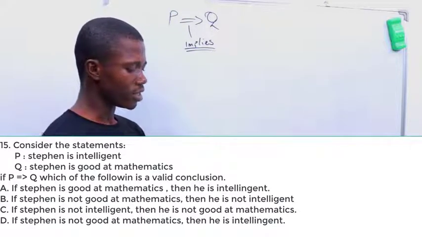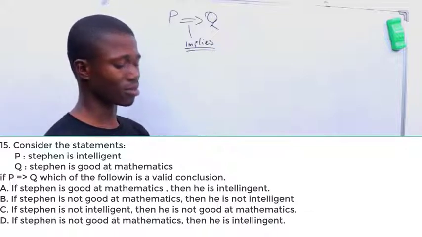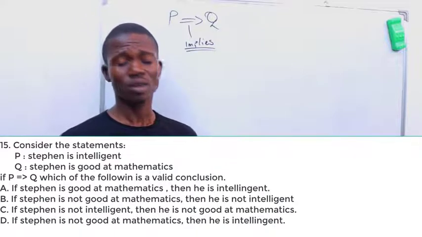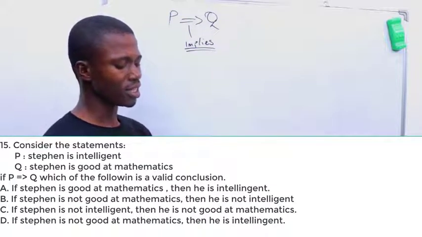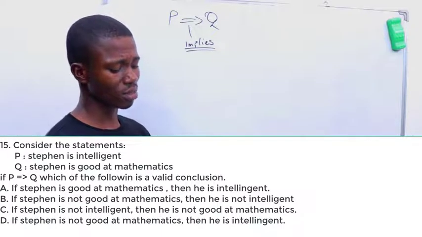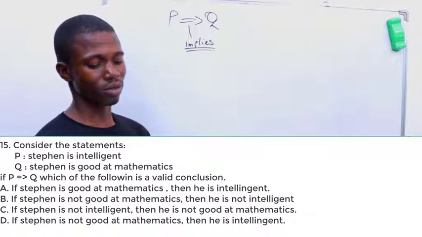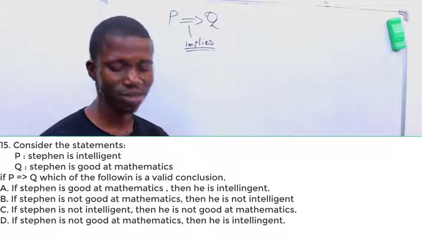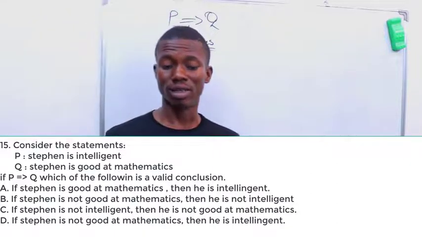Okay, C, if Stephen is not intelligent, then he's not good at mathematics. Option C is the correct answer. Okay, intelligence came first before being good at mathematics. D says if Stephen is not good at mathematics, then he's not intelligent. These two do not even rhyme, okay? Because not being good at mathematics does not imply intelligence, okay?